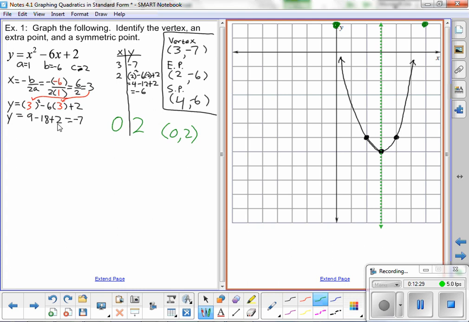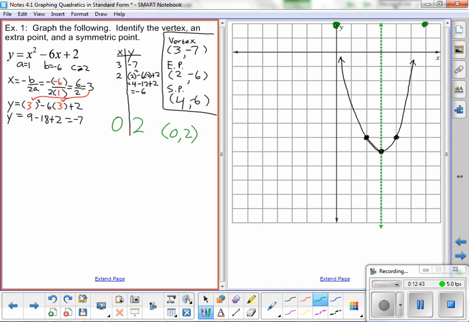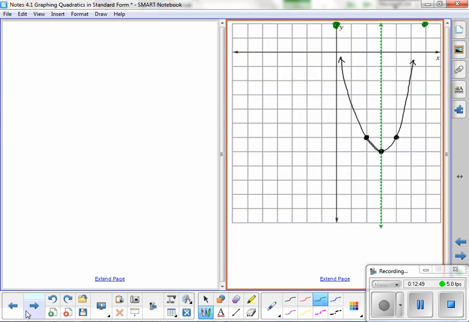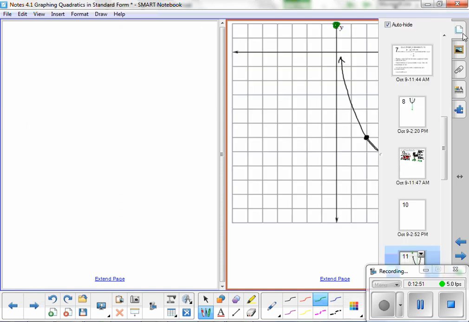So find your x value, plug it in, get your y value out for your vertex, find an extra point that's near your vertex, or your y-intercept is okay too. It's just up to how far apart those are. And then that's about it. So that's the graph. Let me rearrange these.